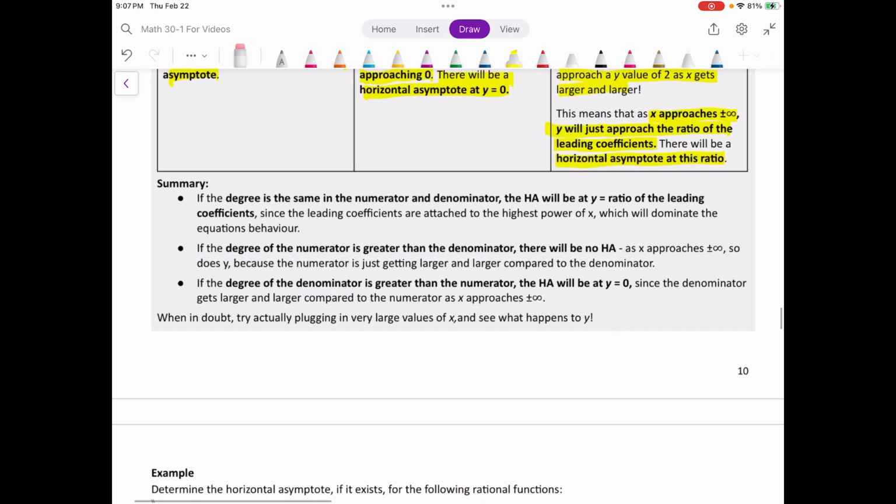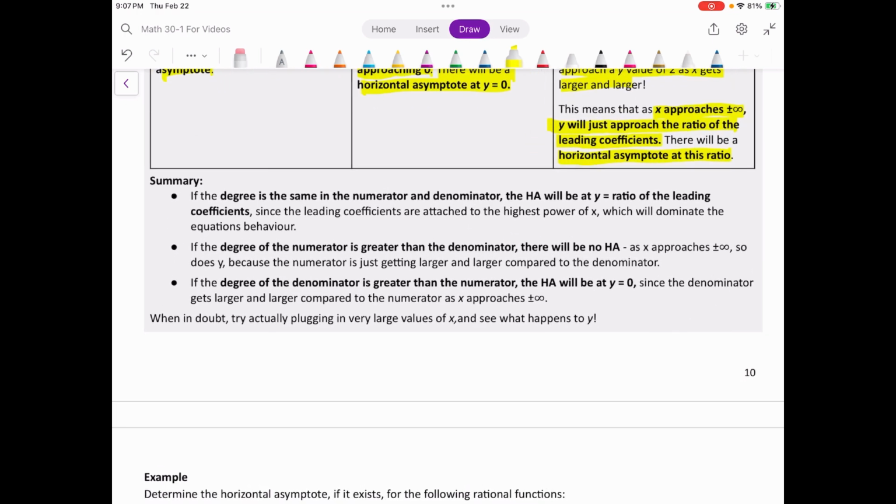So just a little summary here, okay? I could have just given you this, but I find it gets into the territory of just memorizing, which I don't like, okay? It's good to understand where it comes from. But here's kind of the things we look for when finding the horizontal asymptote. It comes down to the degree, because there's 3 things that could happen. So if the degree is the same in the numerator and denominator, the horizontal asymptote will be at y equals the ratio of the leading coefficients. Okay, because the leading coefficients are attached to the highest power of x, and those highest powers of x dominate the equation's behavior, or rather, they dominate the size of the numerator and the size of the denominator.